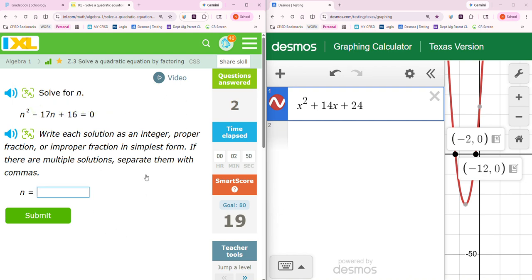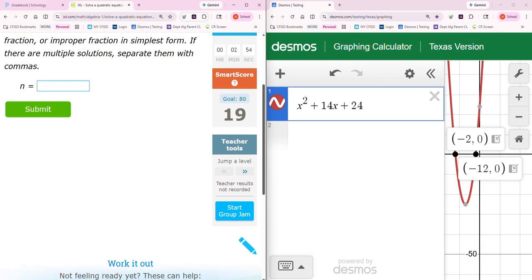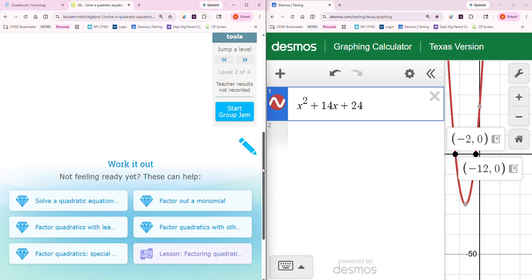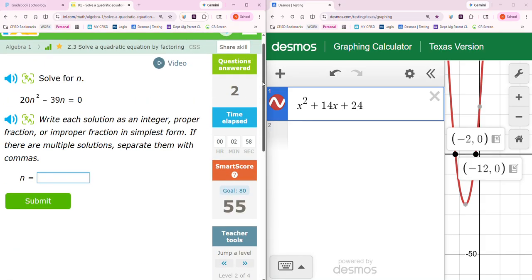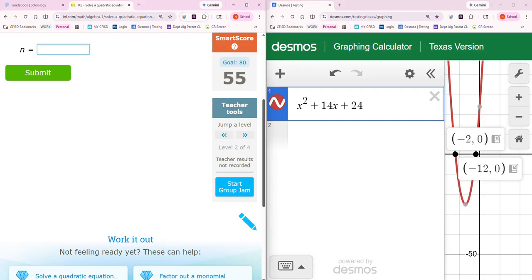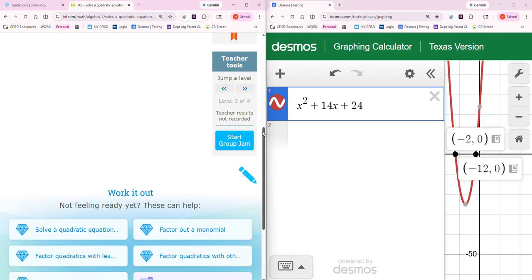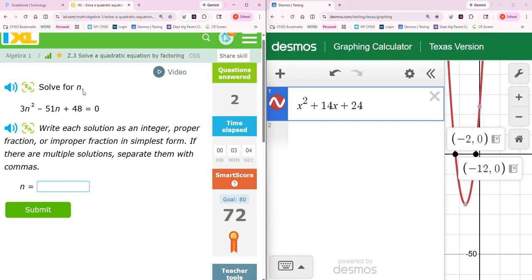But I do want to show you on problems where we might not be able to factor easily. So I'm going to go to a next level. Let's go up here. Okay, let's go. So let's look at this problem. So I have 3n squared minus 51n plus 48.